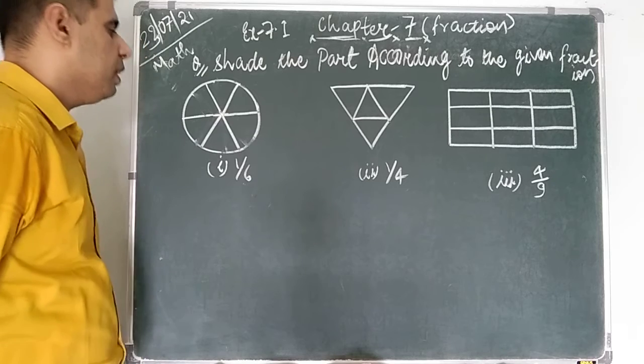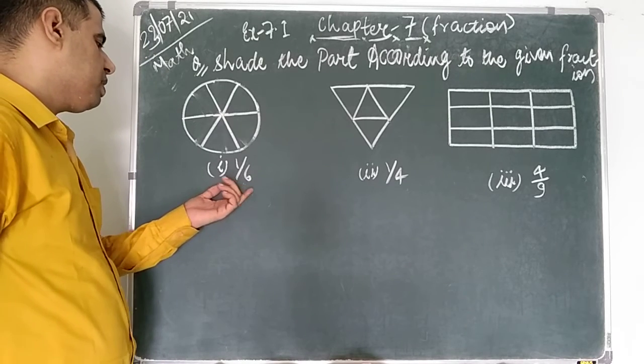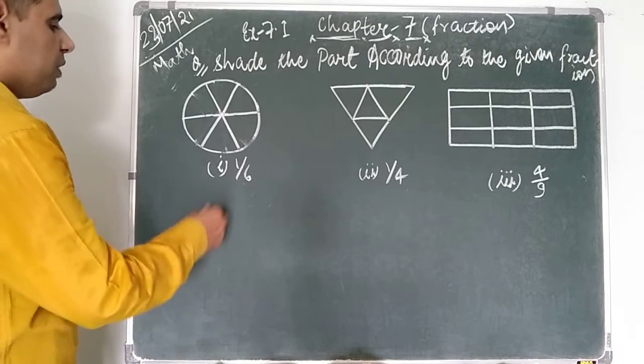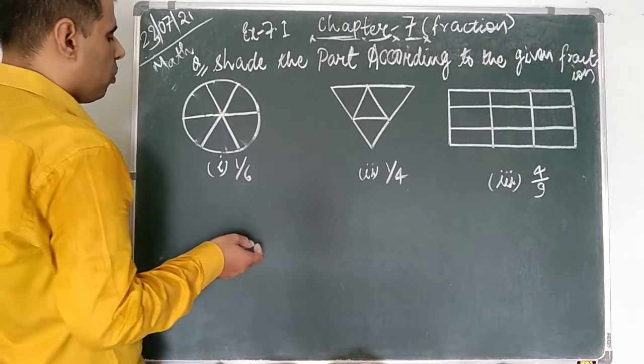So here in the three figures we have to shade the portion of the figure which this fraction represents. So in the first figure we have 1 by 6, in the second figure we have 1 by 4, and in the third figure we have 4 by 9.